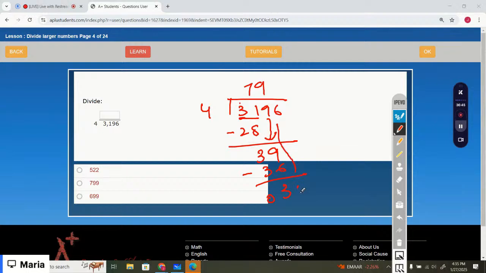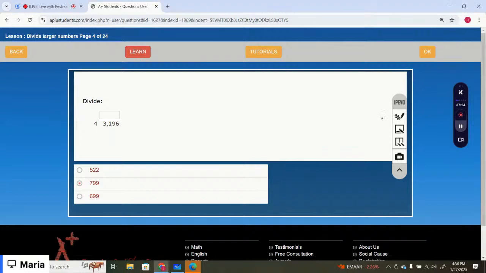Now bring the next digit down, that is 6. So you need to count the table of 4 until 36. So 4 times 9 is 36. So the correct option is 36. Take away 36 is 0. So the correct option is 799. Option number 2 is the correct option.